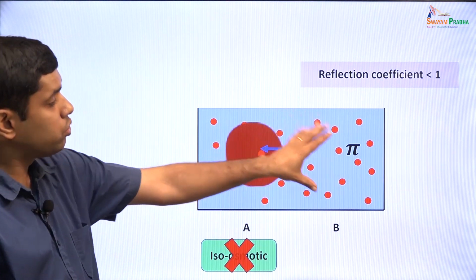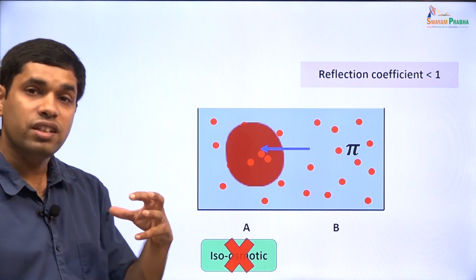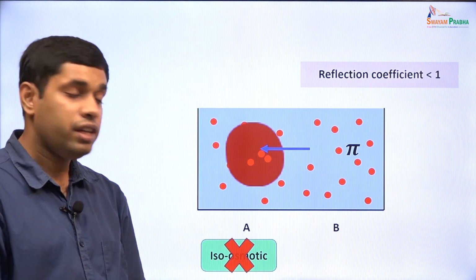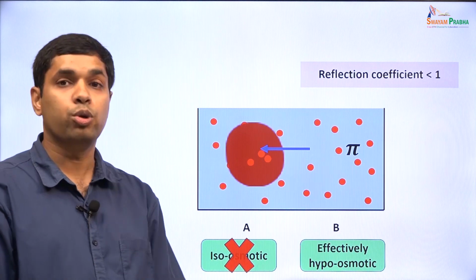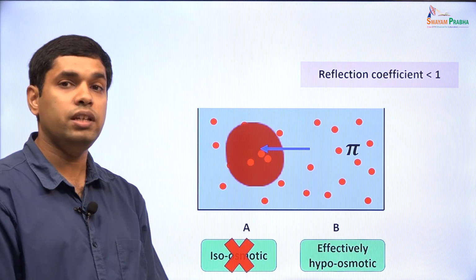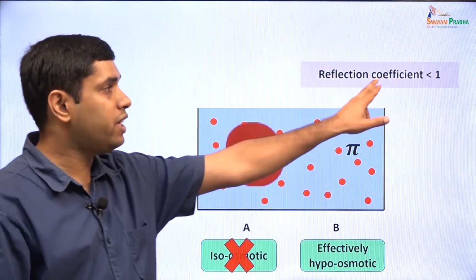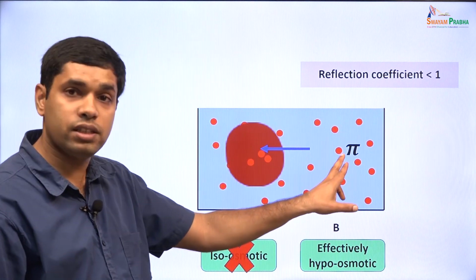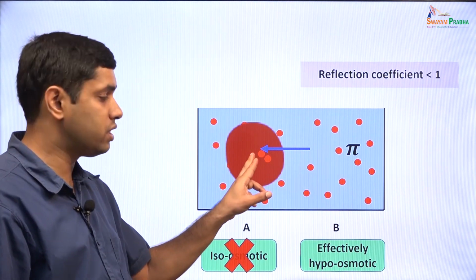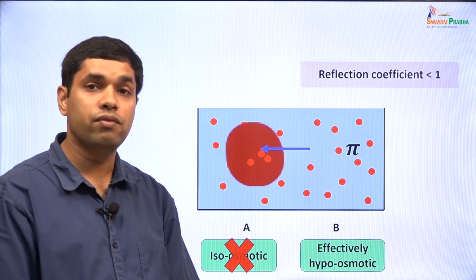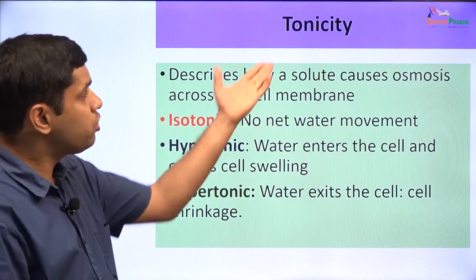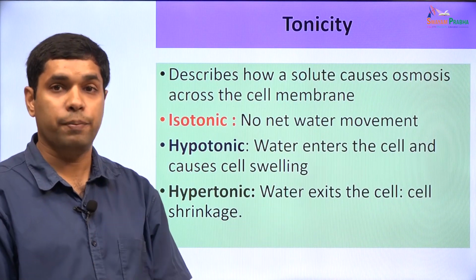So this solution, even though it was theoretically or calculated to be isoosmotic, in effect behaved like a hypoosmotic solution. By our calculations, this solution should have been isoosmotic. But because the reflection coefficient was less than 1 and this molecule which created the osmolarity could permeate the membrane of the cell, this effectively behaved like a hypoosmotic solution. So therefore, we need to introduce the term tonicity.